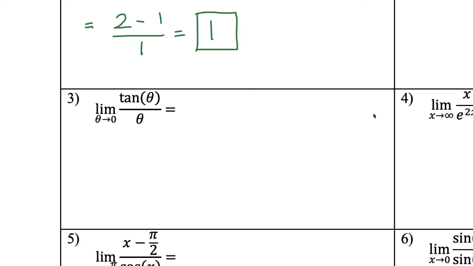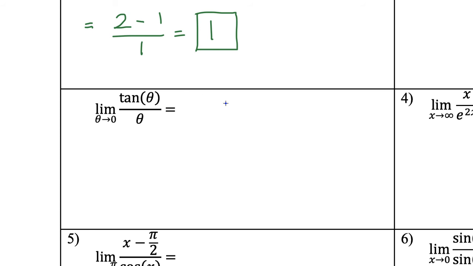All right. Number 3. Ooh, we have theta instead of x. It's basically the same thing. So tangent of 0. What is that? Oh, that's 0. Yeah, because if I'm thinking of the graph of tangent, the function goes whoop, so at the x-coordinate 0, the height is 0. So tangent of 0 is 0. So I get 0 over 0.